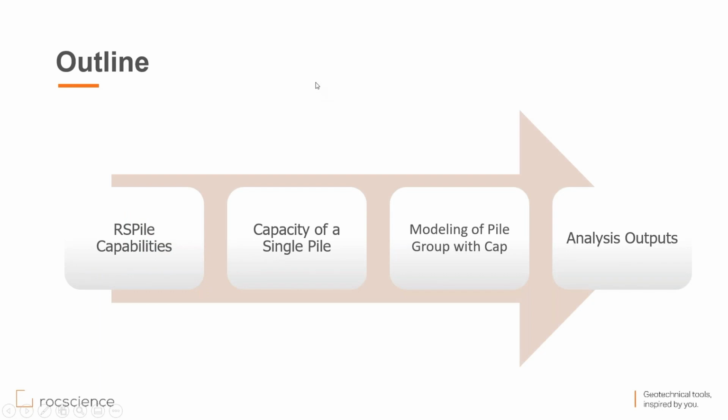To give you a short outline, we will just deal with RSPile capabilities in case you have not encountered any use or any hands-on exercise with what RSPile can do. Then we will switch to a very basic walkthrough of how the capacity of a single pile can be calculated. Then we approach modeling a problem very similar to the ammonia tank problem that Dr. Miller explained, by modeling the pile group with the cap and seeing what benefit we can get out of it to supplement any further analysis.